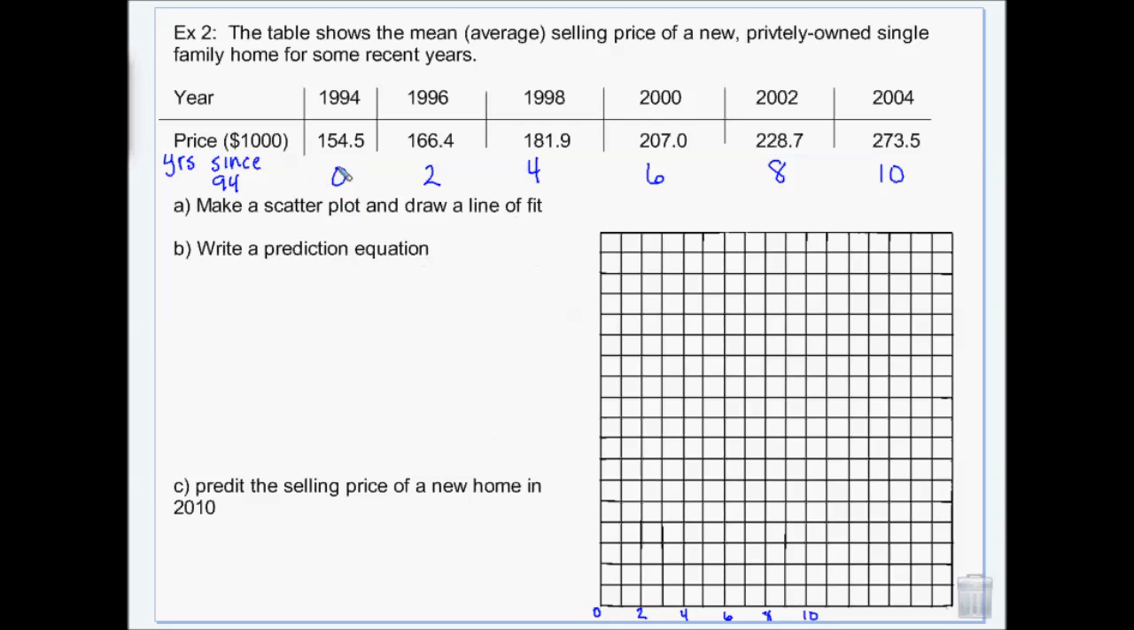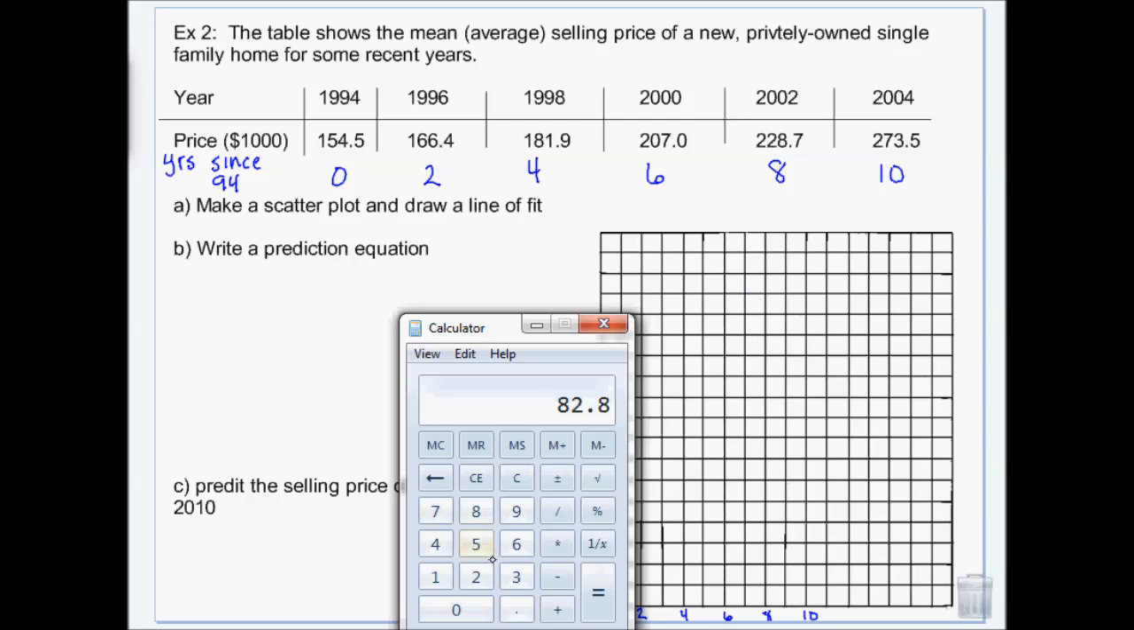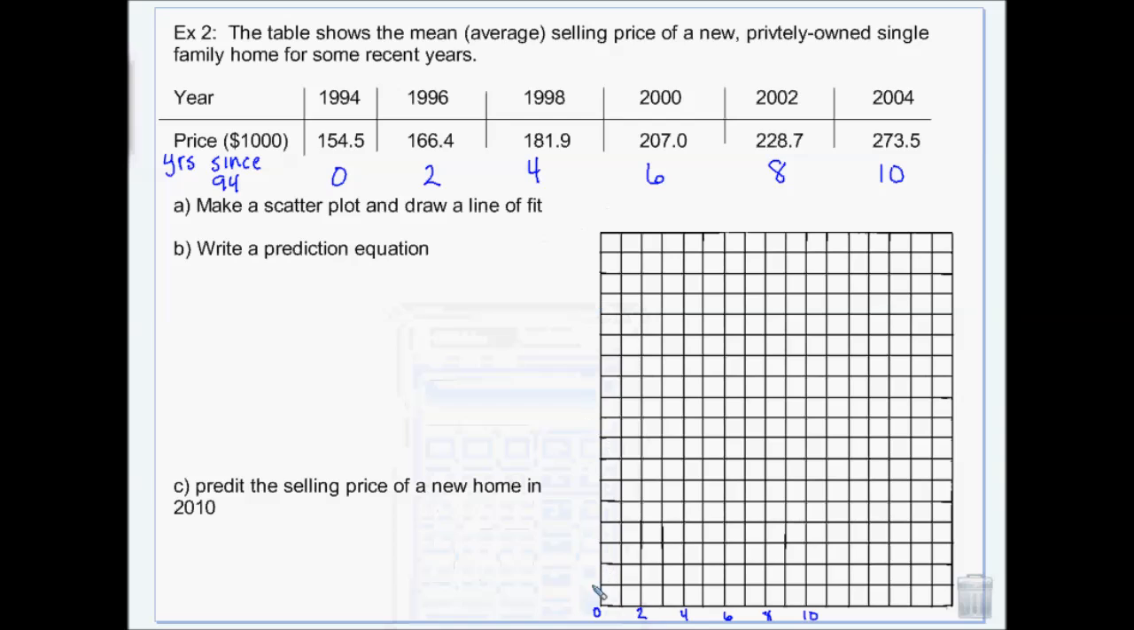Okay, and then we have our price in the thousands. I've got 1, 2, 3, 7, 8, 9, 10, 11, 12, 13, 14, 15, 16, 17. Okay, so it looks like I need at least 7 in between each bar. Did you guys catch what I was doing there? Okay, so I'm going to make them 10s.